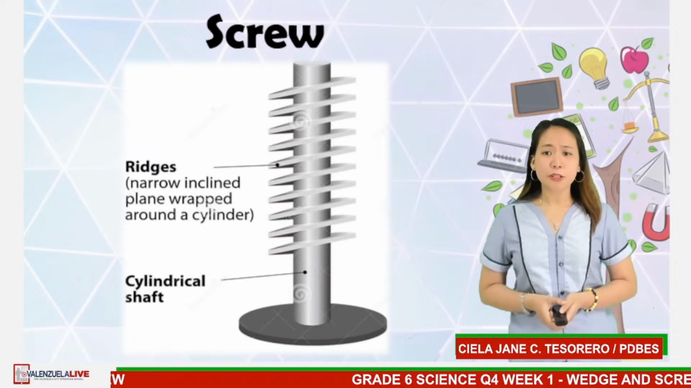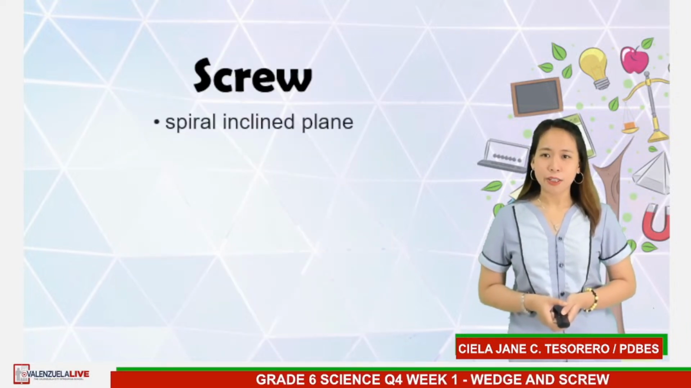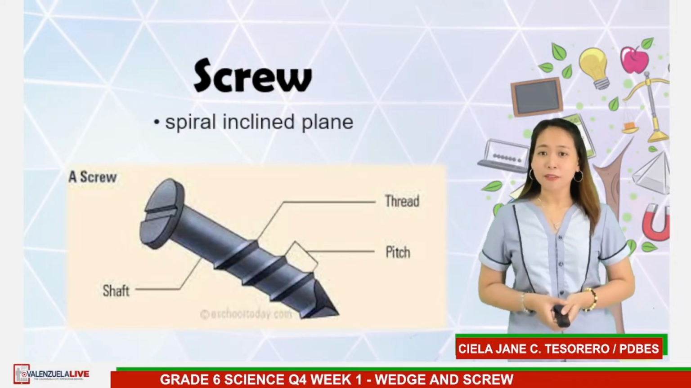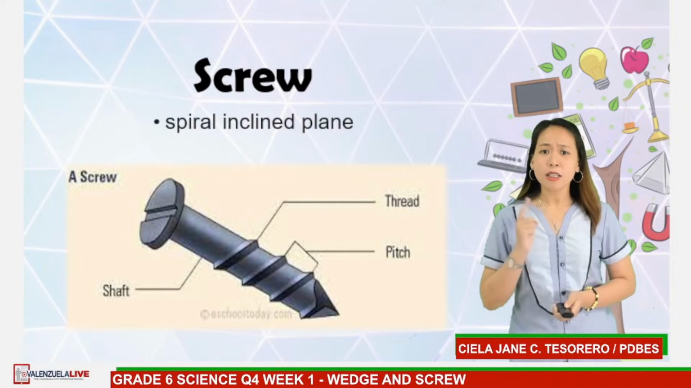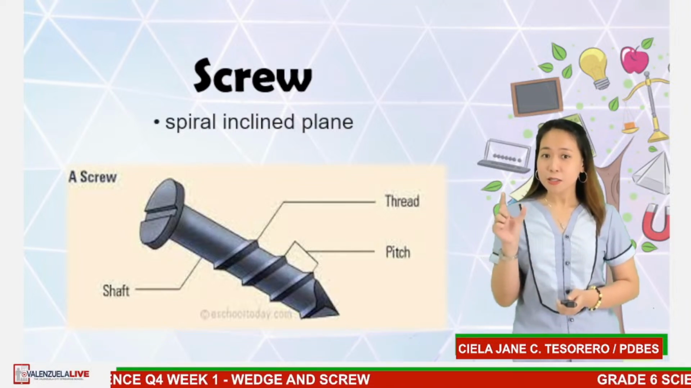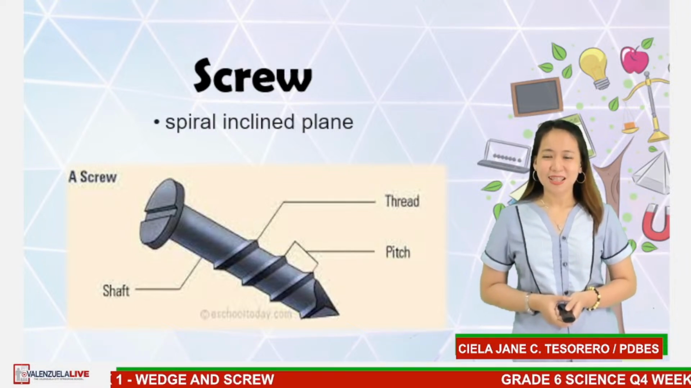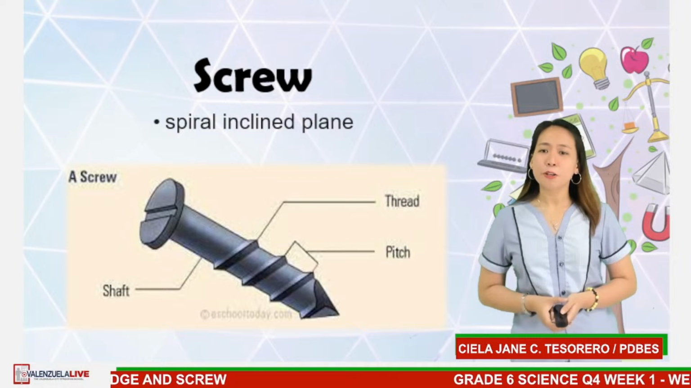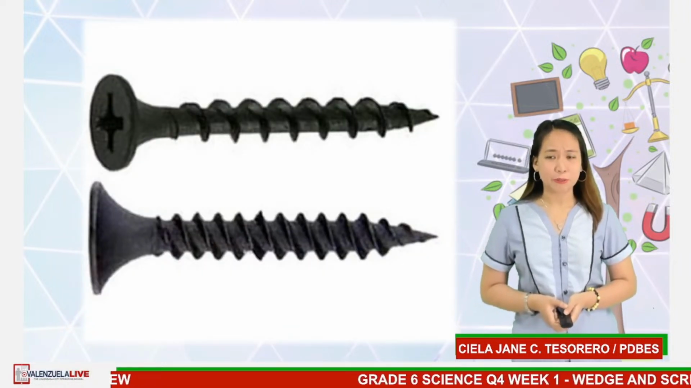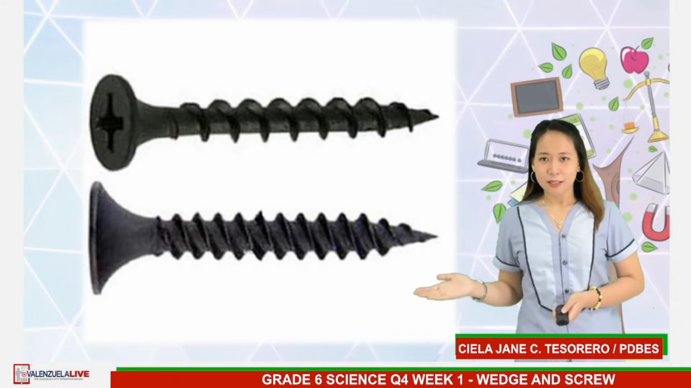If we will observe the screw closely, we will notice two parts. So the spiral path, the ridge that runs around the screw, is called thread, and the distance between two threads is called pitch. So if you will compare these two screws, which one you think can hold stronger? Is this one or is this one?